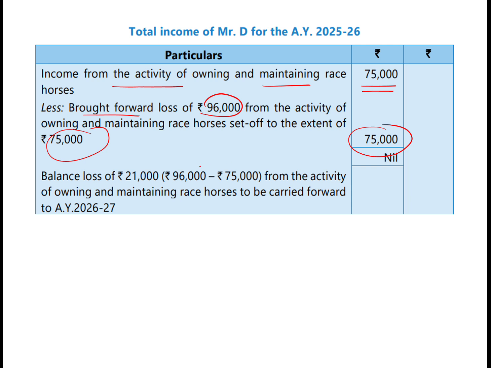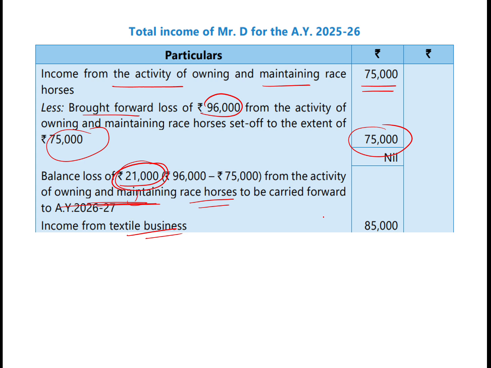So the balance of around 21,000 will be carried forward for next assessment year till we have another profit of owning and maintaining horse races. This 21,000 will be utilized against profit of owning and maintaining race horses in future, and it has to be set off against that income only.